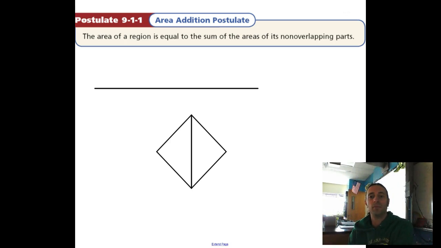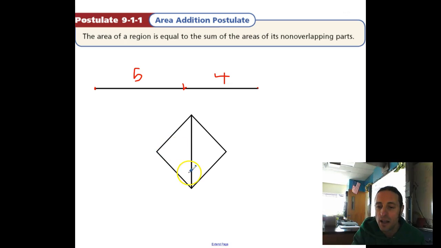So, area addition simply means the area of the whole is equal to the area of the parts. Now, you may recall that this looks vaguely familiar to what's called segment addition or angle addition. If I said, hey, from here to here is 5, and from here to here is 4, you would say, well, the total length, Mr. Rising, has to be 9. You're adding the parts to get the whole. Well, the same thing is true here.